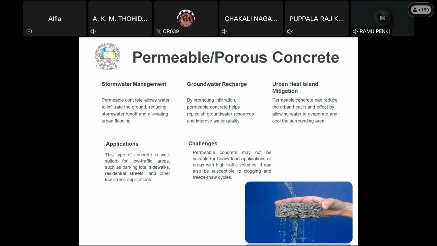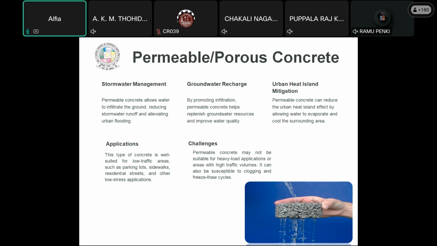Okay, so porous concrete, I already started this. This is basically no-fines or very-low-fines concrete. The issue with this is that we cannot design it for high strength. The application of this type of concrete is in low traffic areas, like parking lots and residential streets, and other low stress application areas.